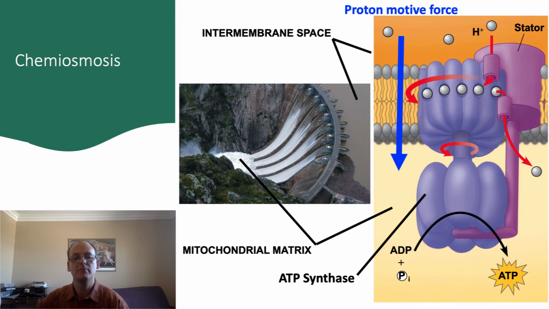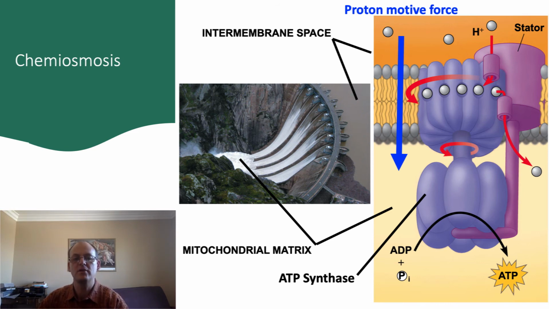As the protons are pushed through the ATP synthase, it uses that motion, that proton motive force, to generate ATP directly from ADP and inorganic phosphate. Generating ATP in this way is called oxidative phosphorylation. In a previous lesson, we learned about substrate-level phosphorylation, and this is different because there's no substrate as inorganic phosphate is added directly to ADP to form ATP.